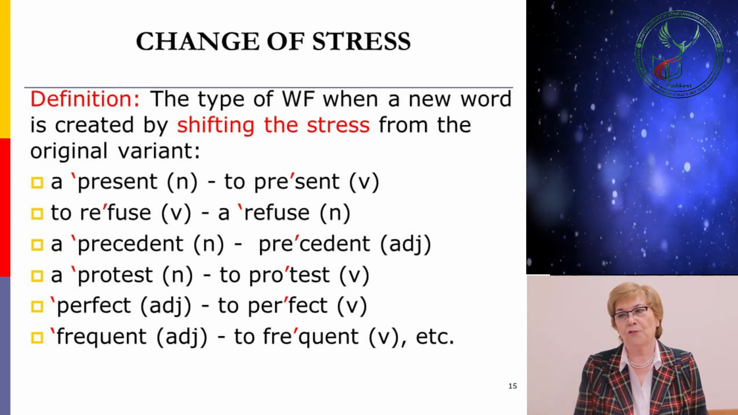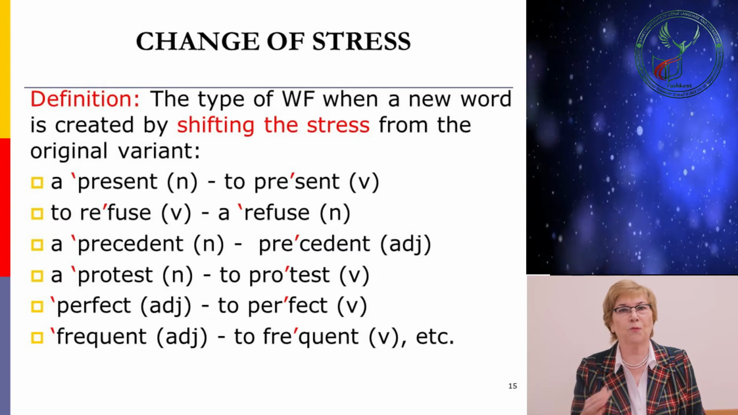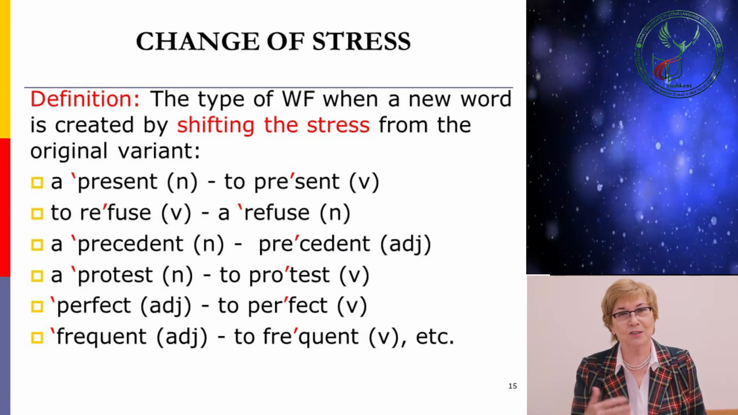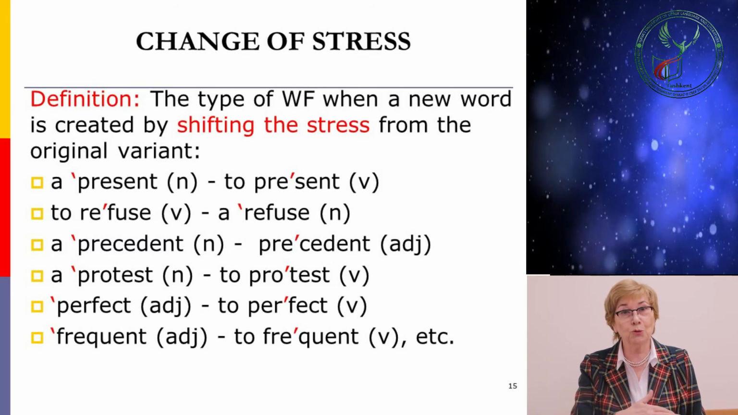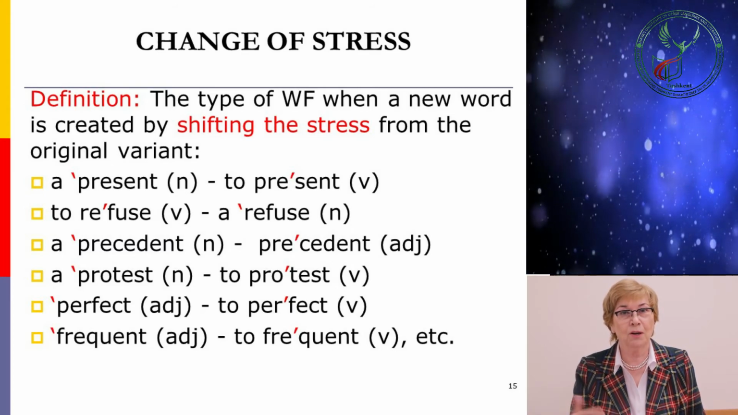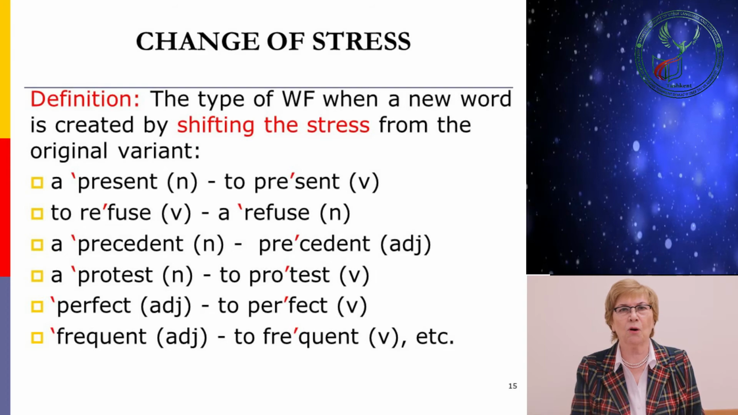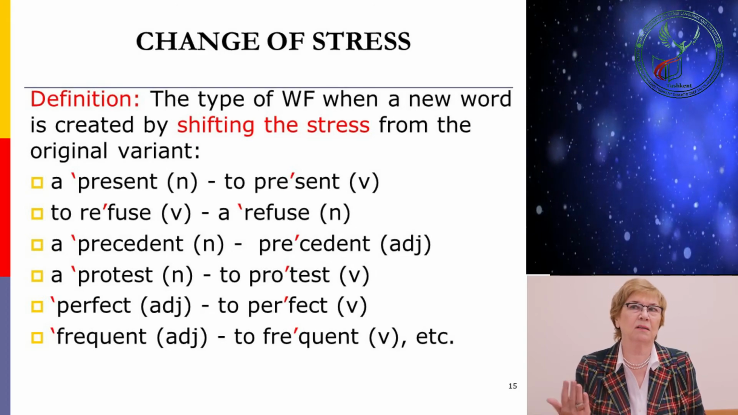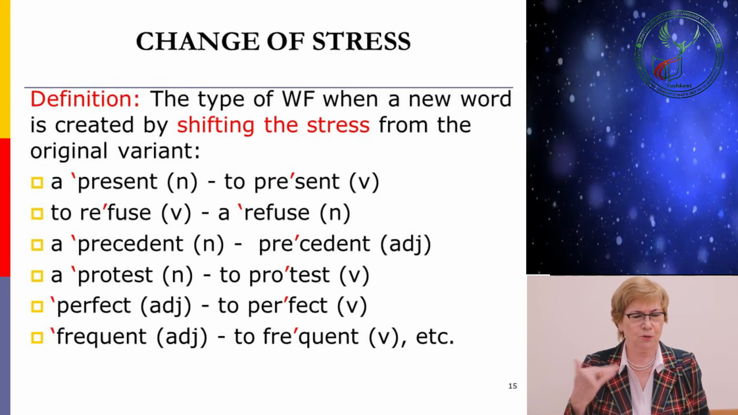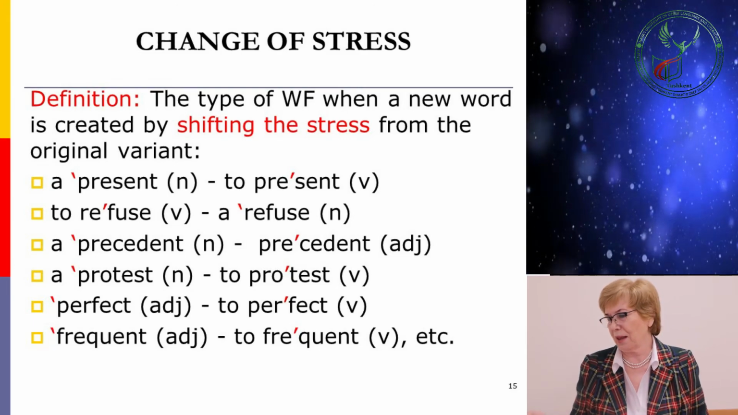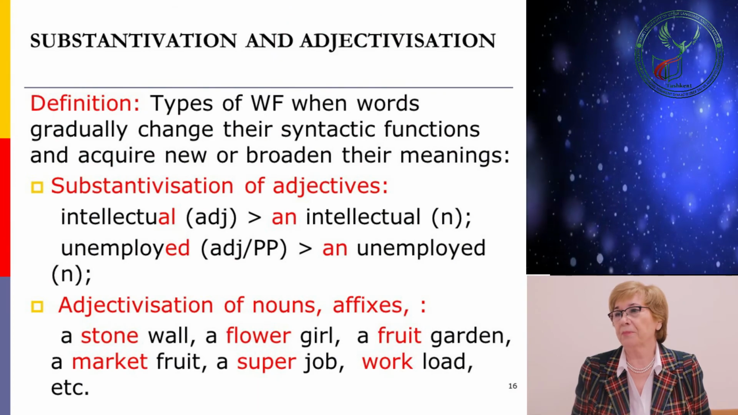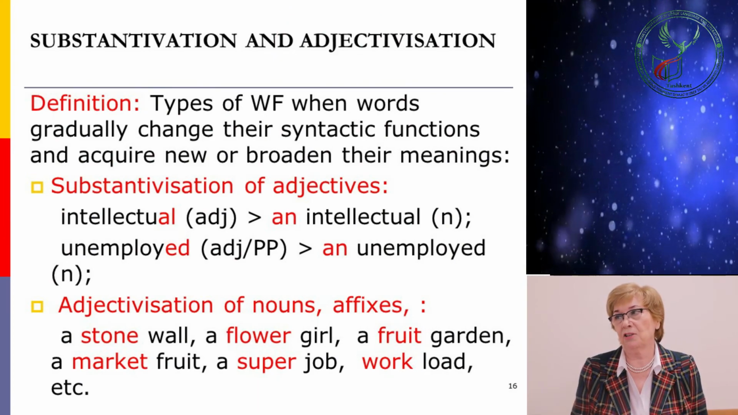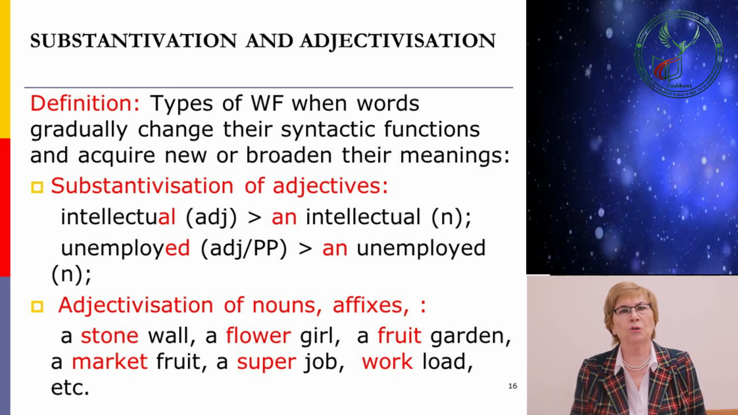Okay, and frequent is an adjective, frequent rain, for example, but to frequent is already a verb, meaning doing something quite often. For example, my mother-in-law started frequenting our house, means started coming too often, right? Well, these two types of word formation, substantivization and adjectivization, they're also universal, broadly speaking.